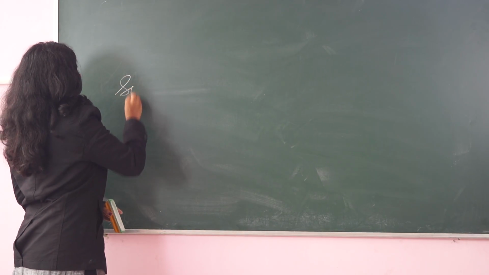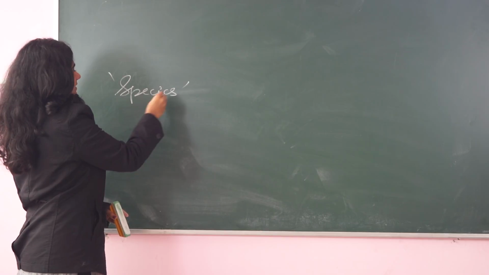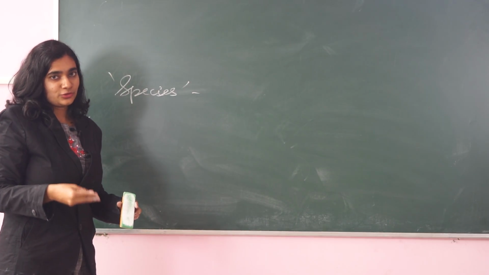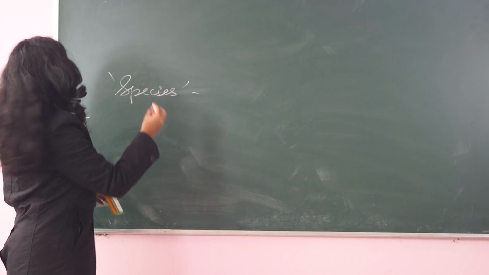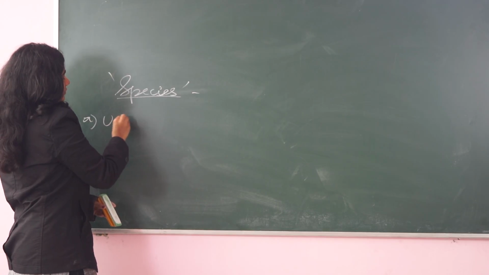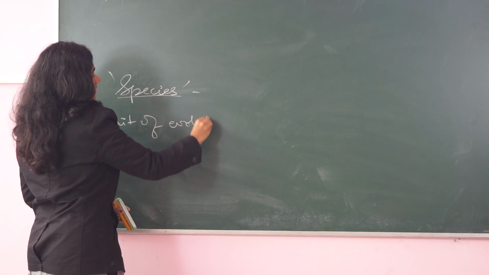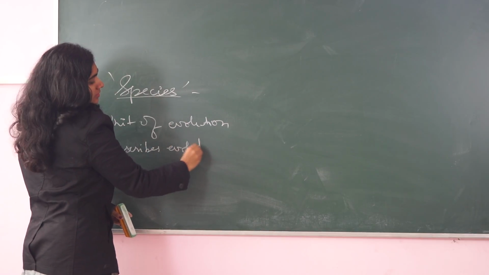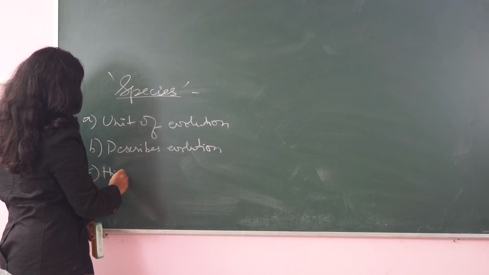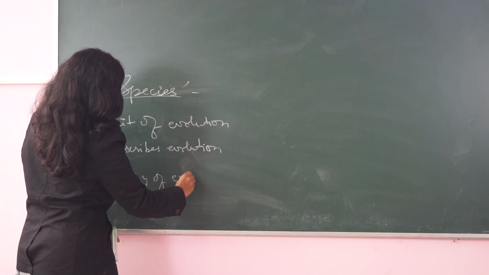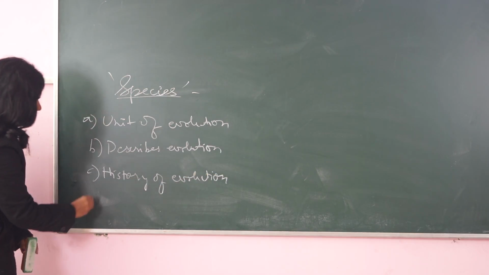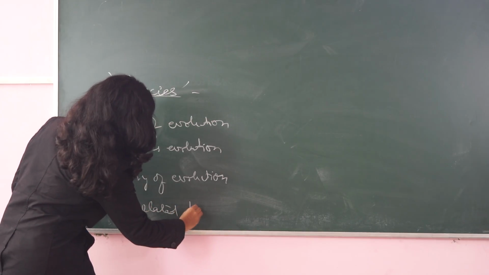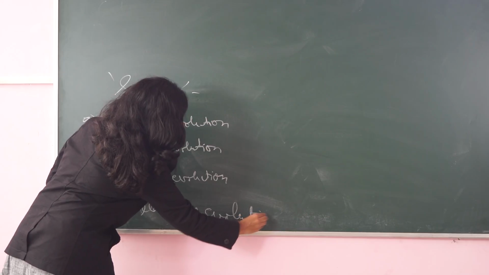What is species? See, this also I have discussed in the last class, the definition of species. It might sound like a very easy definition to remember, but trust me, once you see the options, that will not be the case. Is species the unit of evolution? Something that describes evolution? Something that involves the history of evolution? Or is it not related to evolution at all? So, which do you think is the right answer?